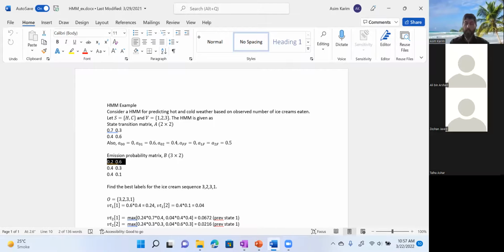So what does this 0.2 tell us? It tells us that जब हॉट होगा, पहला कॉलम है ये, जब हॉट होगा एक आइसक्रीम खाने की प्रोबेबिलिटी 0.2 है. जब हॉट होगा, तो 2 आइसक्रीम खाने की प्रोबेबिलिटी नीचे वाली वैल्यू है, वो 0.4 है. एंड सिमिलरली 3 खाने की प्रोबेबिलिटी भी 0.4 है. और जो सेकंड कॉलम है, दिस इज फॉर कोल्ड. गिवन कोल्ड है तो उसने एक आइसक्रीम खाई तो उसकी प्रोबेबिलिटी 0.6 है.